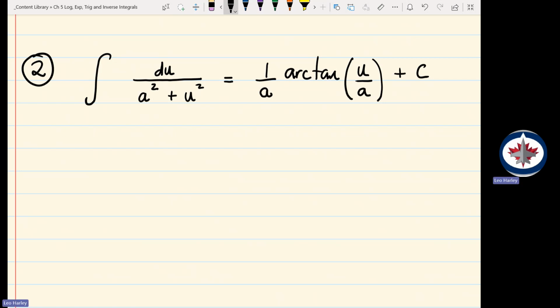Okay. So if I said to you, hey, could you find the integral of dx divided by 4 plus x squared?